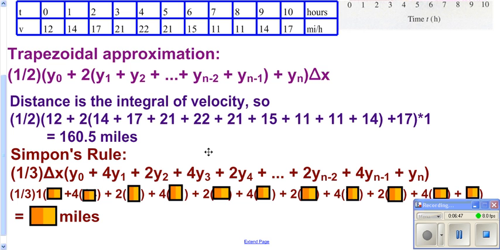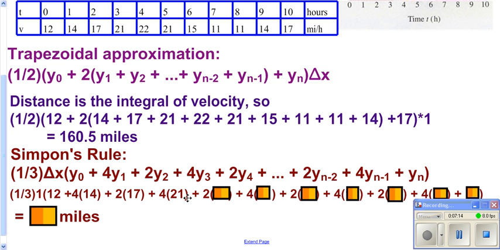We're also going to approximate this with Simpson's rule to see if we get about the same answer. Here's Simpson's rule. It's 1/3 times your width. Once again, how wide are our intervals? 1. So that's why we have a 1 here. Simpson's rule says your initial height, which is 12, then 4 times your next height, plus 2 times your next height, plus 4 times your next height, and so on.